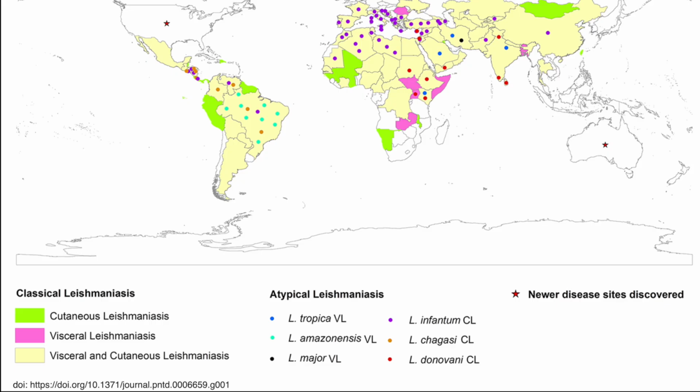Mucocutaneous leishmaniasis is the third type, and that is usually going to be infections of the mucous membranes, particularly of the nose, mouth, and throat. About 90% of those cases are going to occur in Bolivia, Brazil, Ethiopia, and Peru.